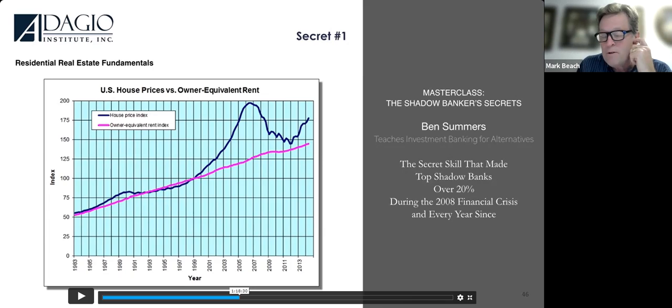The Reg D 506A is the investment club. The Reg D 506B is a slightly different structure.